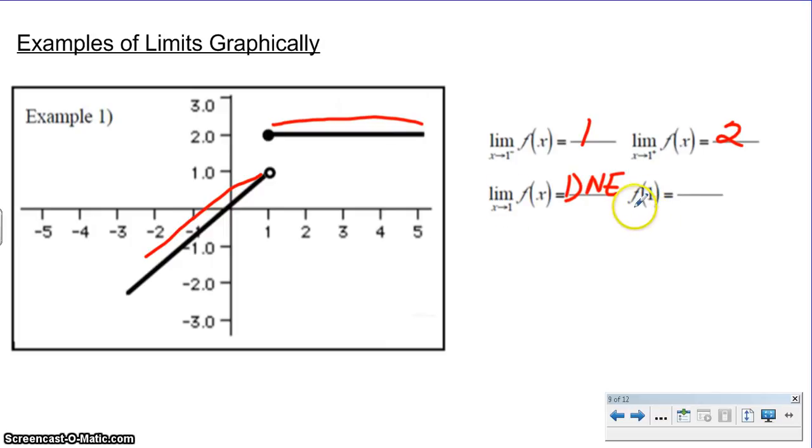So if I'm asking you what is f of 1, I'm literally asking you when the x value is 1, what is the y value? So you're basically just looking at your open or closed circles, or what the y value is when you have a closed circle at x equals 1. So I'm up here at 2. The y value when x equals 1 is 2.